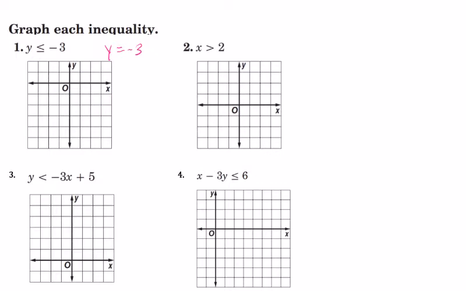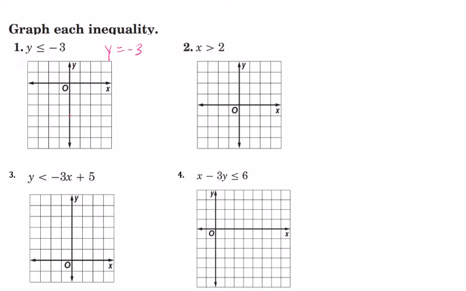So y equals -3, if this were an equal sign, then I would just start at -3 on the y-axis, right? And then I would just make a horizontal line. So y equals a constant is a horizontal line. So I know normally it would just be like this, right?